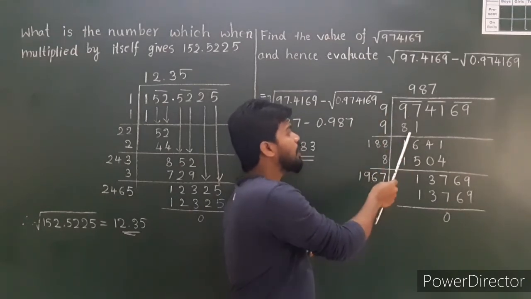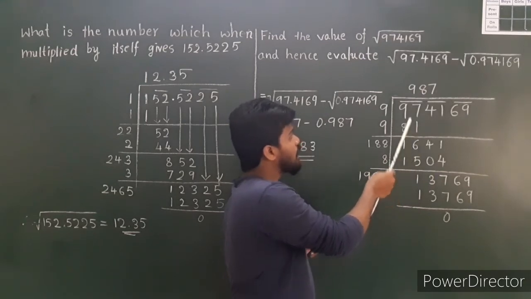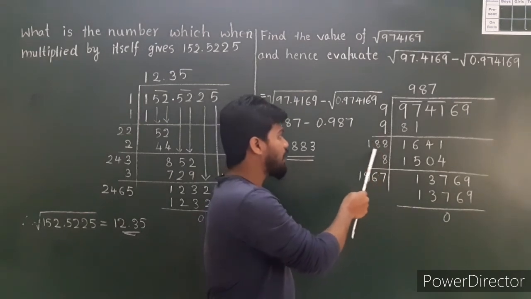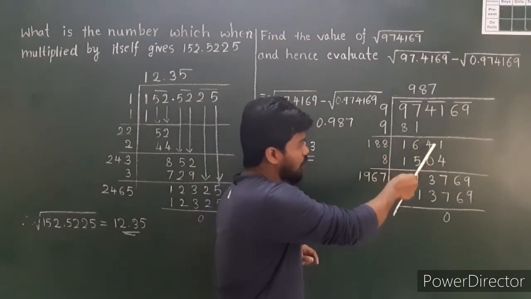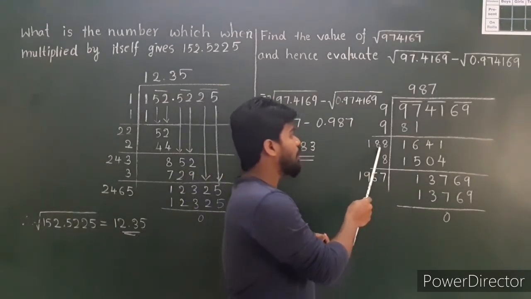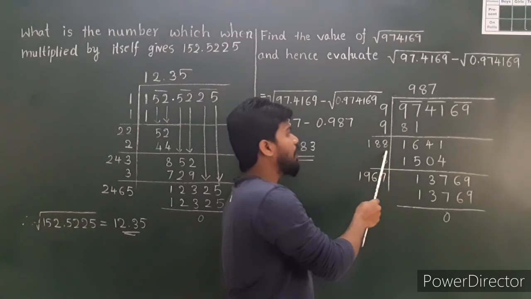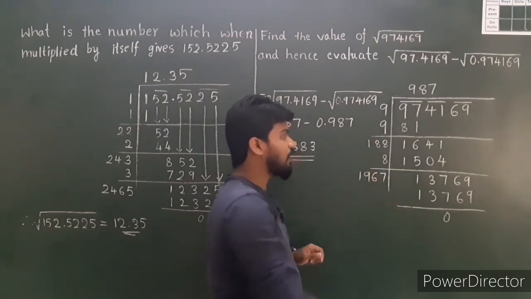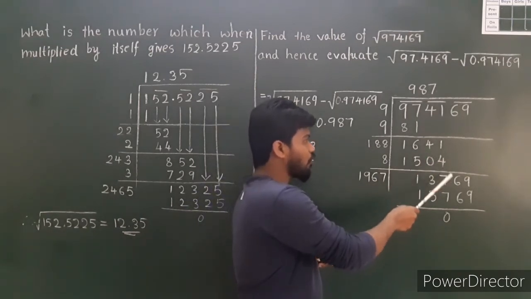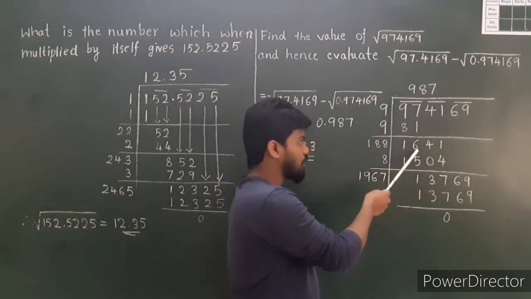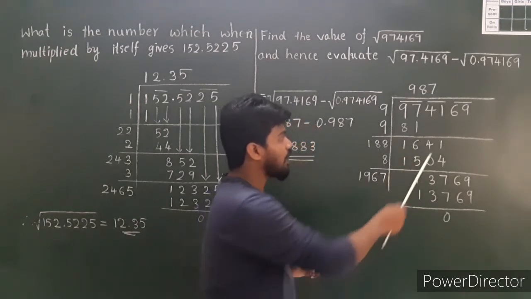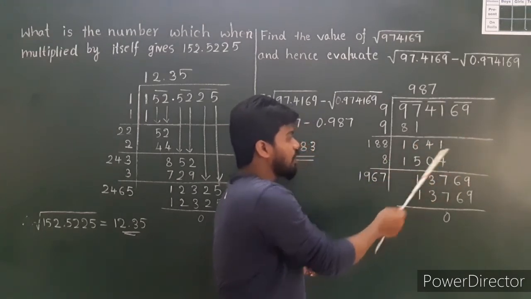So 9 9s are 81. Subtract: 7 minus 1 you get 6, and 9 minus 8 is 1. Here it is 9 plus 9, it is 18. Now take the next two terms, that is 4 and 1. Now 188 into 8, you get 1504. Subtract: 11 minus 4 you get 7, 3 as it is, 6 minus 5 is 1, 1 minus 1 is 0. The next two terms are 6 and 9.